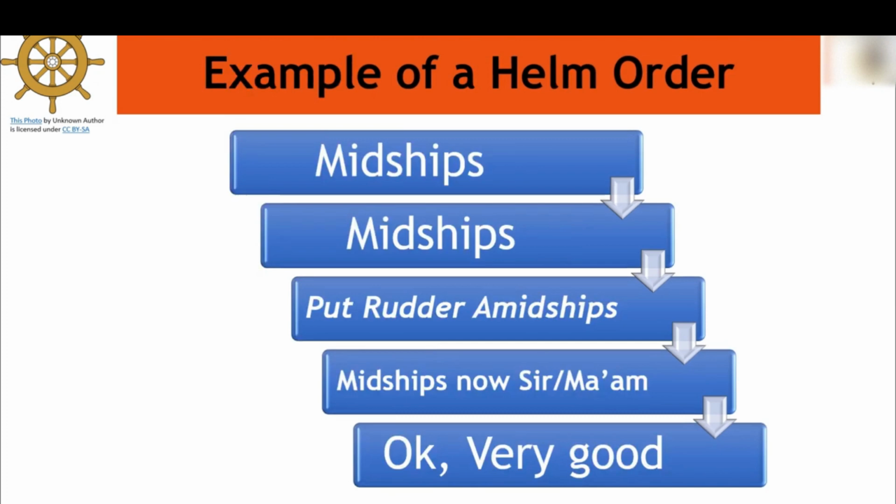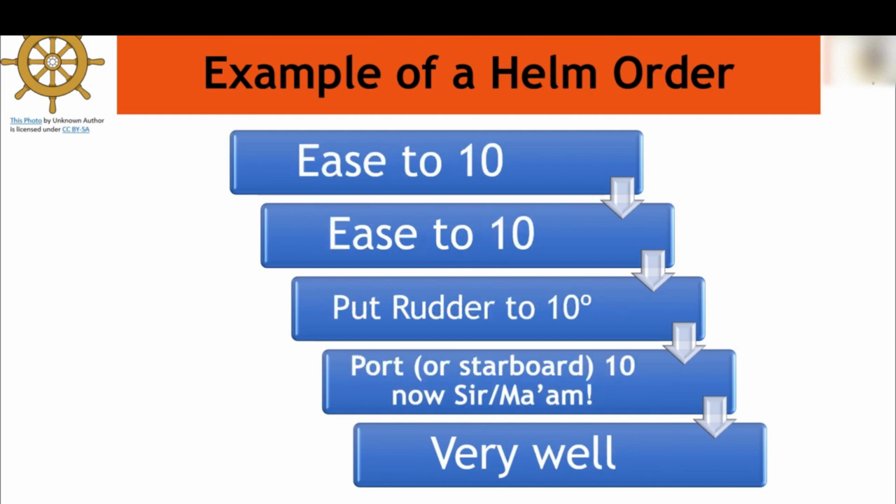Example of a helm order. Midships. Midships. Put rudder amidships. Rudder midships now, sir. Okay, very good. Another example. Ease to 10. Ease to 10. Put the rudder to 10 degrees. Port 10 now, sir. Very well.